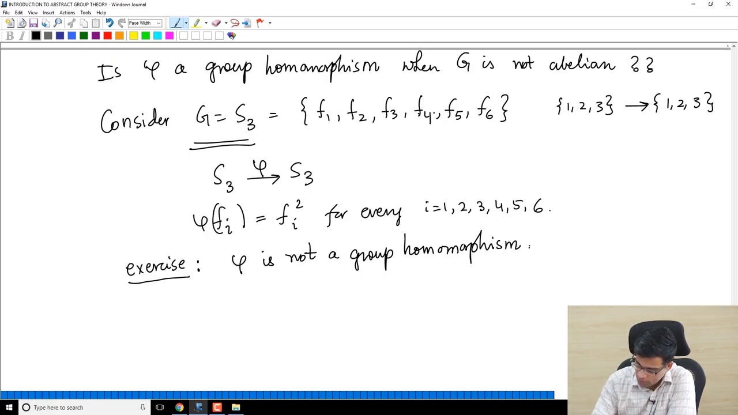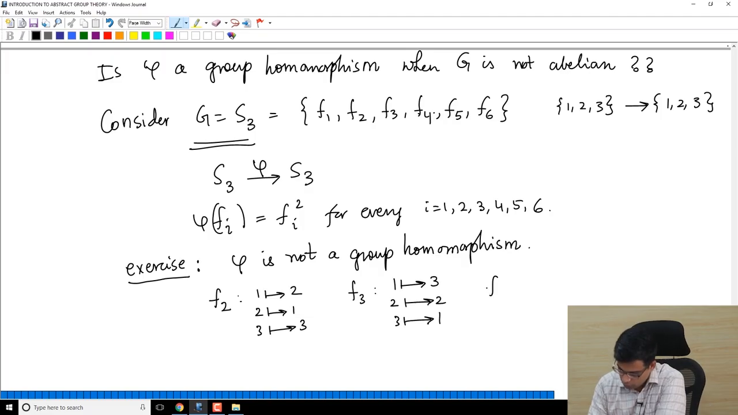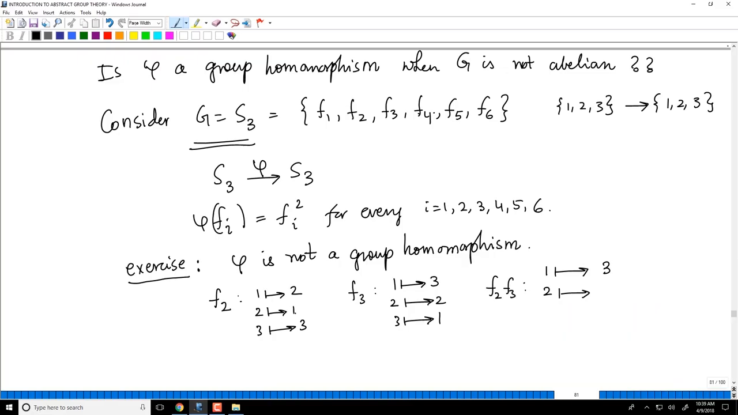For example, maybe I'll just quickly tell you how to check this. If you recall, I will recall for you from the first video, f2 sends 1 to 2, 2 to 1, 3 to 3, and f3 sends 1 to 3, 2 to 2, 3 to 1. So where does f2 f3 go? Let's do this. If you multiply f2 and f3, first you send 1 to 3, then 3 to 3. So 1 goes to 3, 2 goes to 2, and then 2 goes to 1, 3 goes to 1, and 1 goes to 2. So is this clear? f2 was this, f3 was this, and f2 f3 is this.